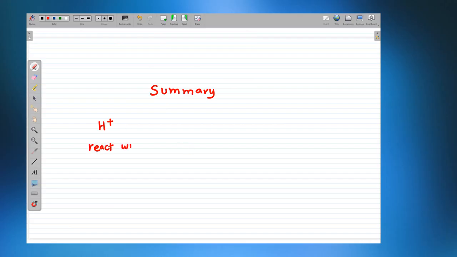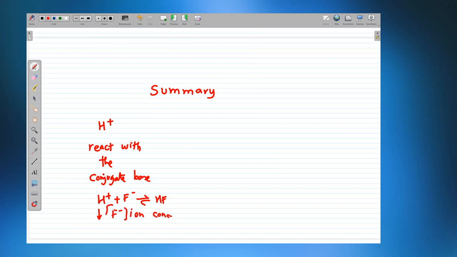It's gonna react with the conjugate base. Like last time, when I added the H plus, it reacted with the F minus, and it forms what? It forms HF. So it will decrease the F minus ion concentration. So actually, it will increase the solubility, because when you decrease the F minus, the solution will try to increase F minus. So it will increase the solubility.